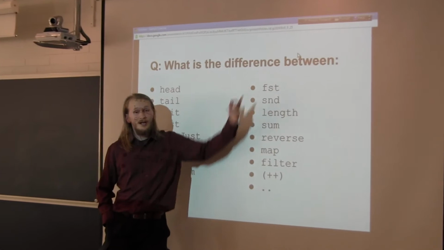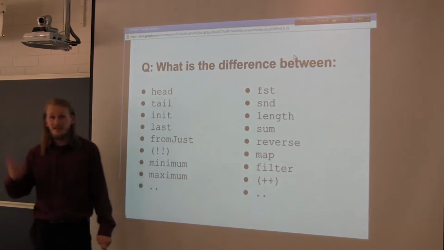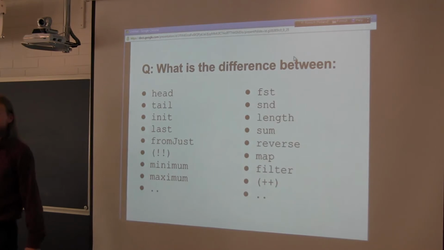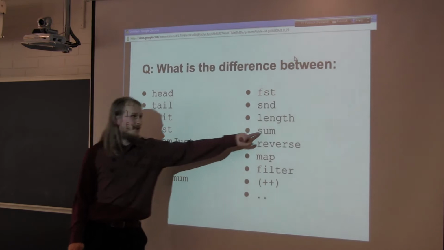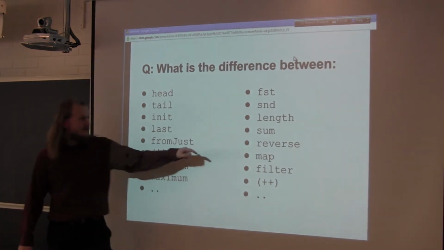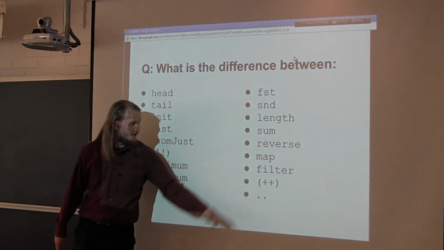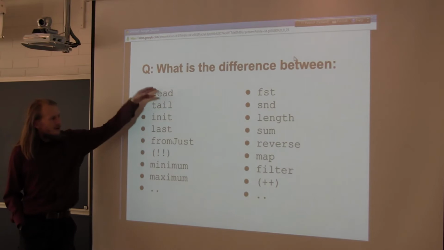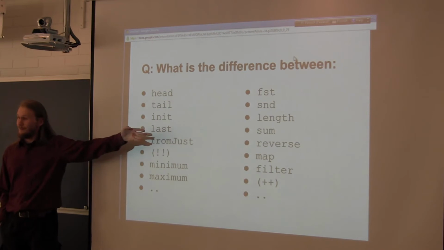You take the first element of a pair, that always exists. You take the second element of the pair, it exists for all pairs. Length, you can compute the length of any list you care to name, or any finite list. You can take the sum of any finite list. You can reverse any finite list. You can map any list, filter any list. You can concatenate any finite lists. So the point here is that these are an order of magnitude more dangerous to use.